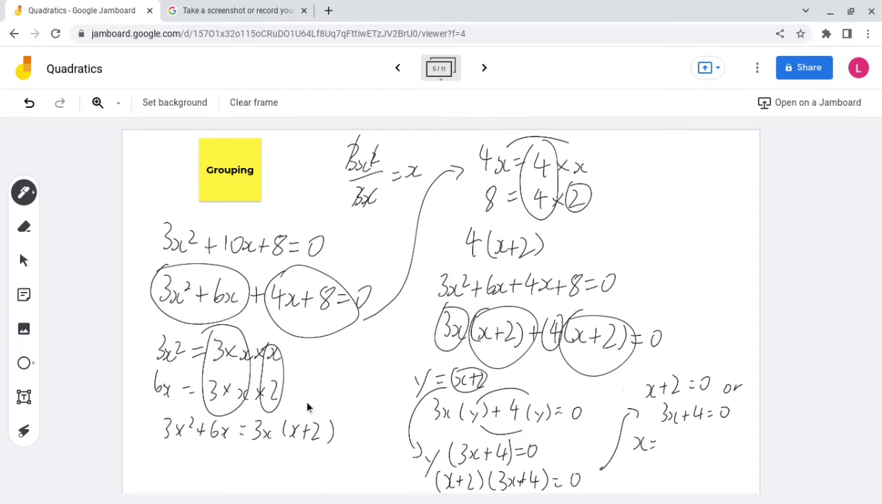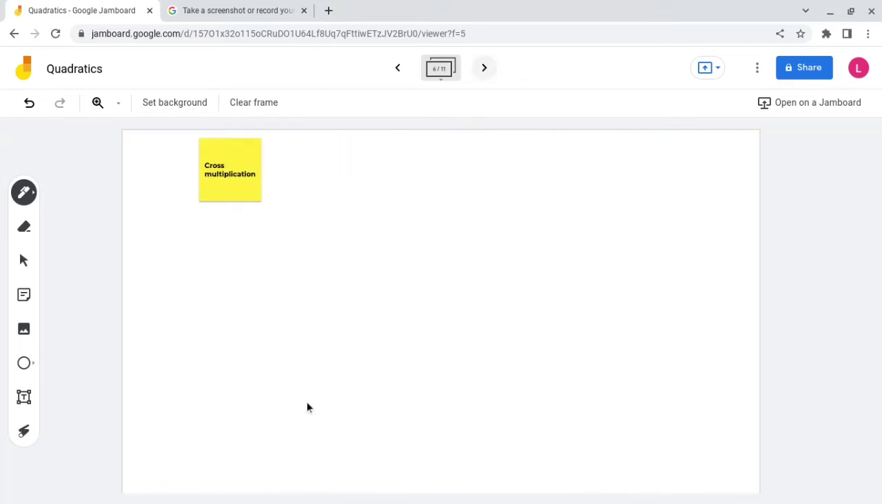So x equals negative 2, or 3x equals negative 4. So when you get to 3x equals negative 4, you will divide both sides by 3. Right? So you divide by 3 to make x by itself. And you don't really care about the right hand side. So x equals negative 4 over 3. Yep. Okay, so that's all for grouping, and now we move on to cross multiplication.